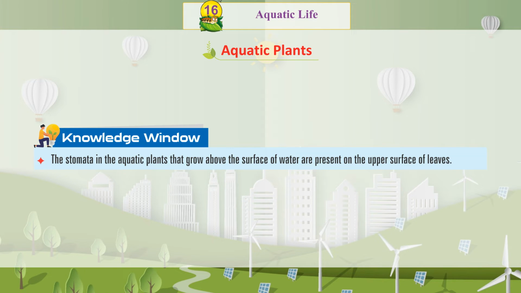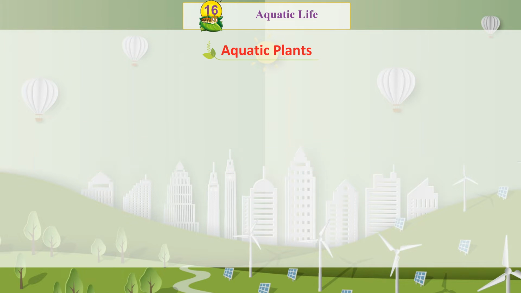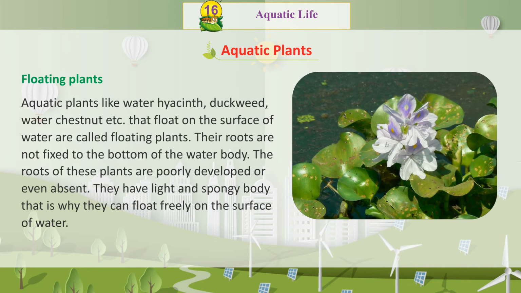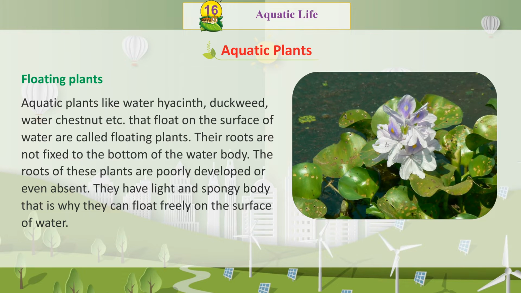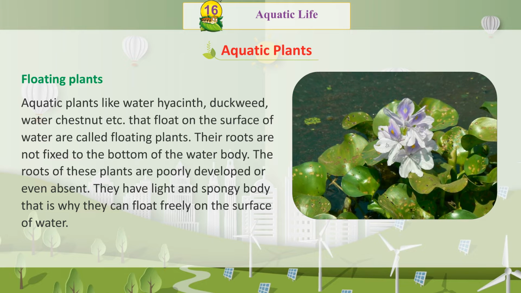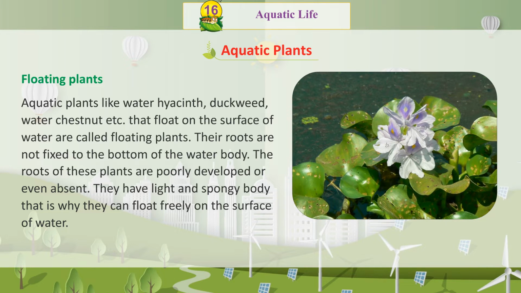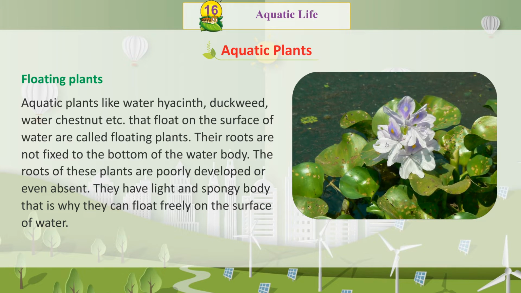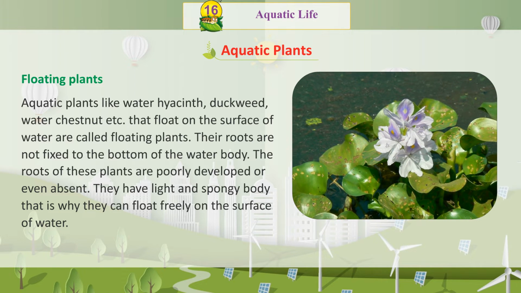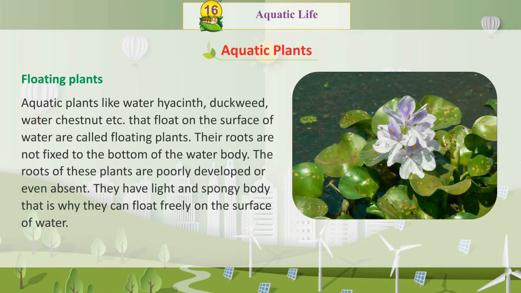Knowledge window. The stomata in the aquatic plants that grow above the surface of water are present on the upper surface of leaves. Floating plants. Aquatic plants like water hyacinth, duckweed, water chestnut, etc. that float on the surface of water are called floating plants. Their roots are not fixed to the bottom of the water body. The roots of these plants are poorly developed or even absent. They have a light and spongy body, which is why they can float freely on the surface of water.